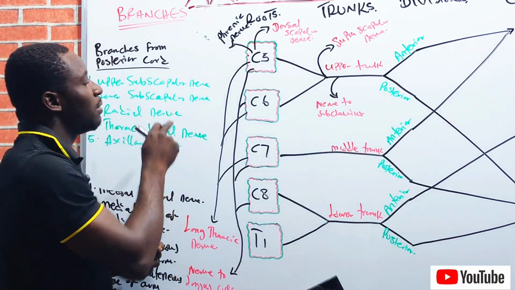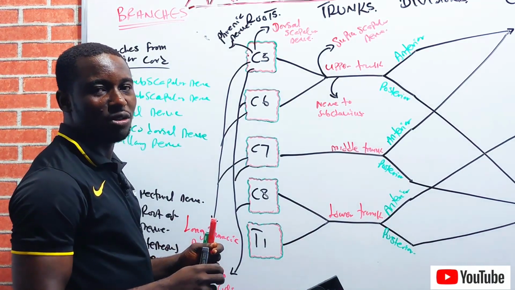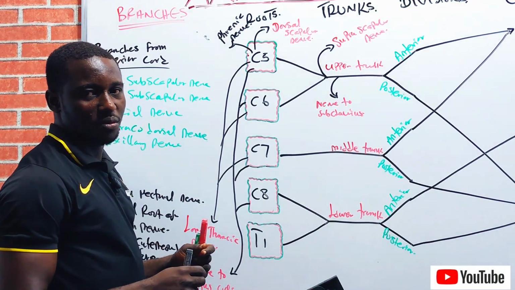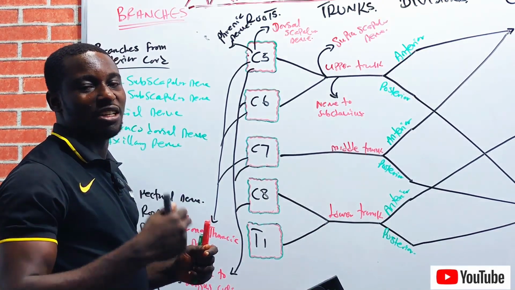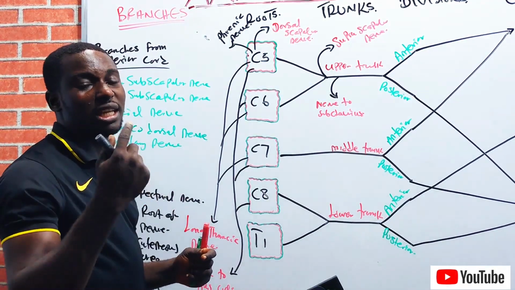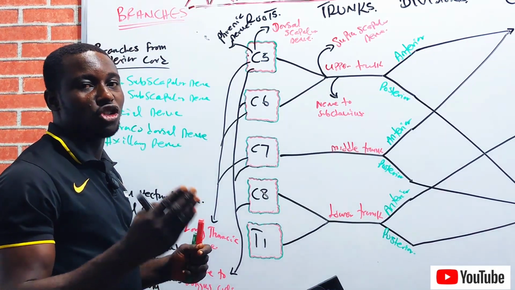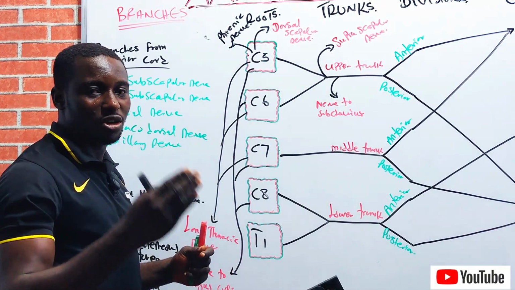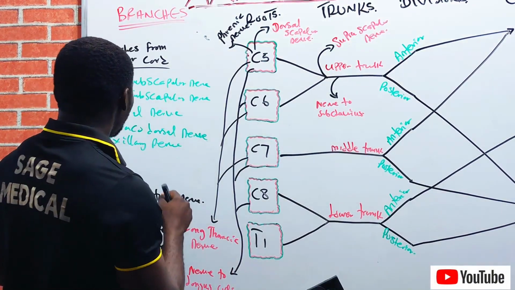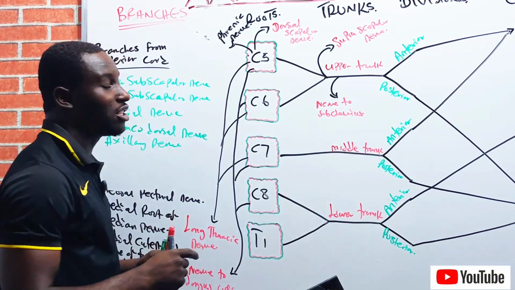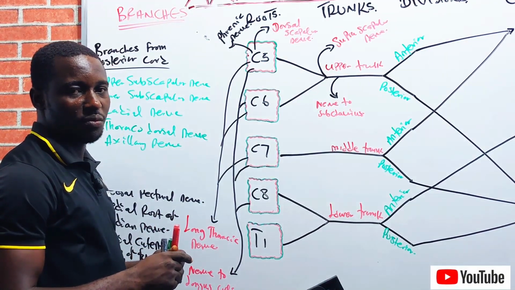The lower subscapular nerve supplies the subscapularis and the teres major muscle. You get? These muscles are rotator cuff muscles, except the teres major muscle. It is not a rotator cuff muscle. It is only subscapularis that is the rotator cuff muscle. Okay. The radial nerve is the thickest branch of the brachial plexus.